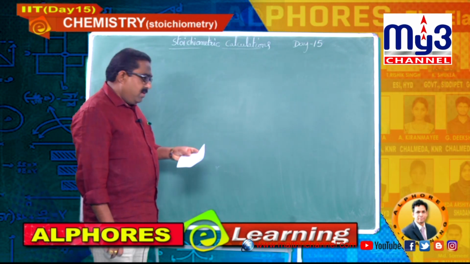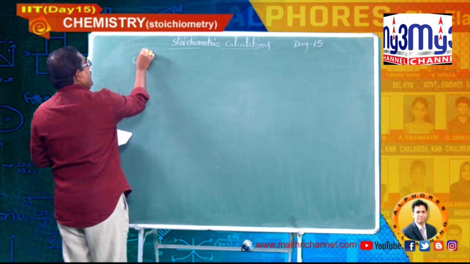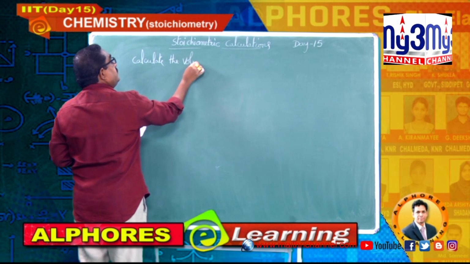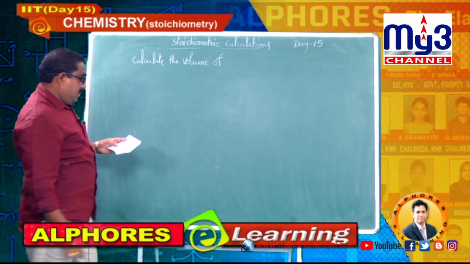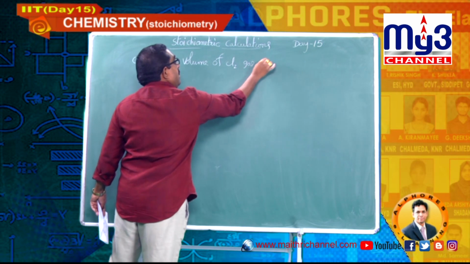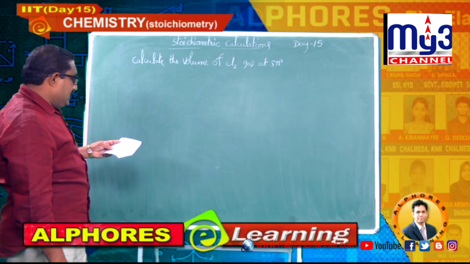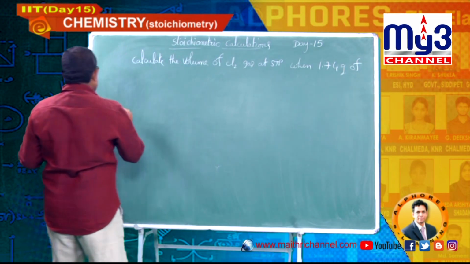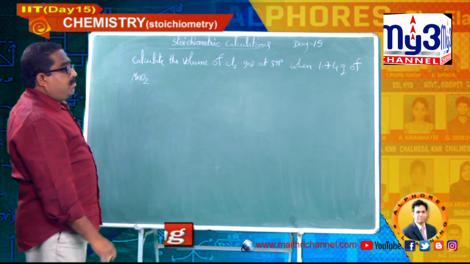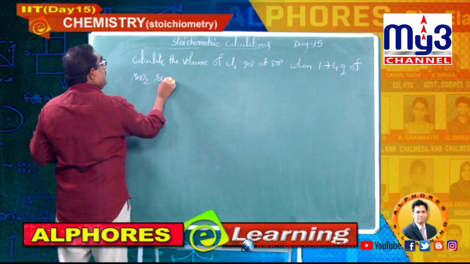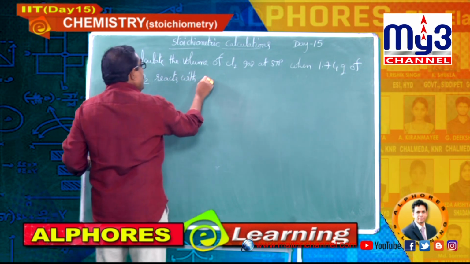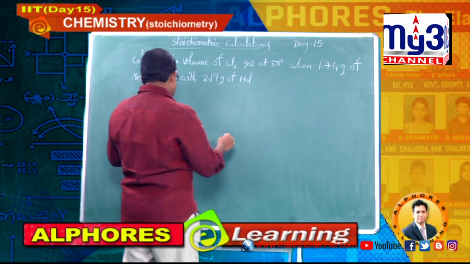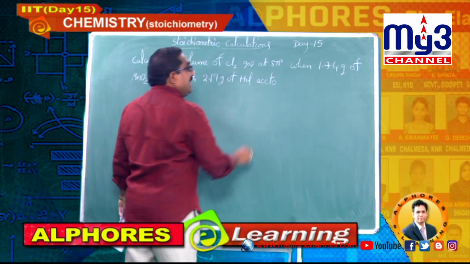Okay students, write down the next question. Calculate the volume of chlorine gas at STP when 1.74 grams of manganese dioxide reacts with 2.19 grams of HCl. He has given the equation also.